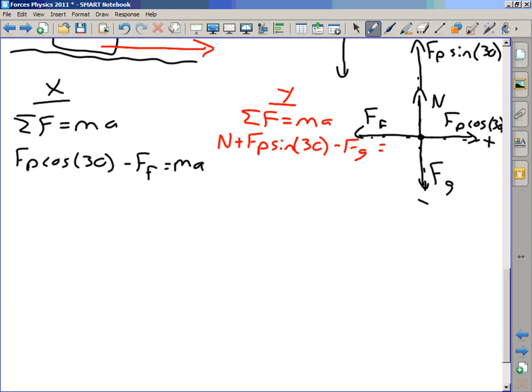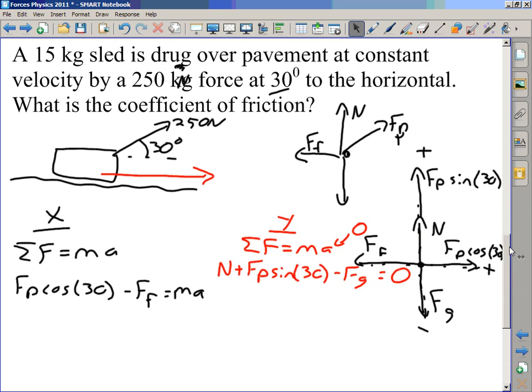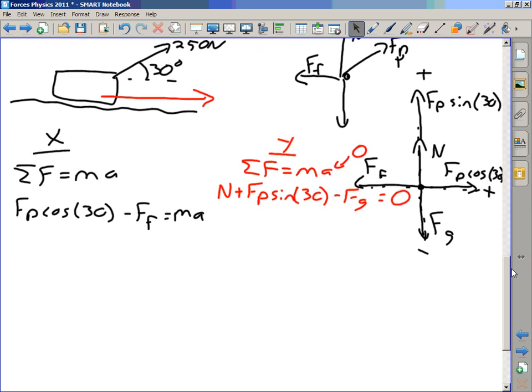What do we expect the acceleration to be in the y-axis? 0. So I'm going to make that right-hand side of the equation 0. A is 0 in the y-axis. So it isn't going up into outer space, and it isn't going down. It's 0. Okay? All right. I am trying to find the coefficient of friction.